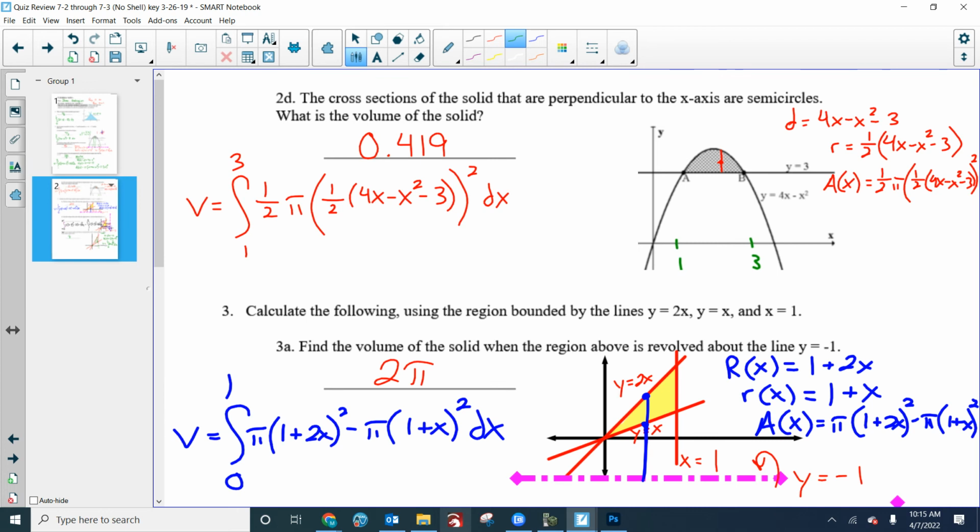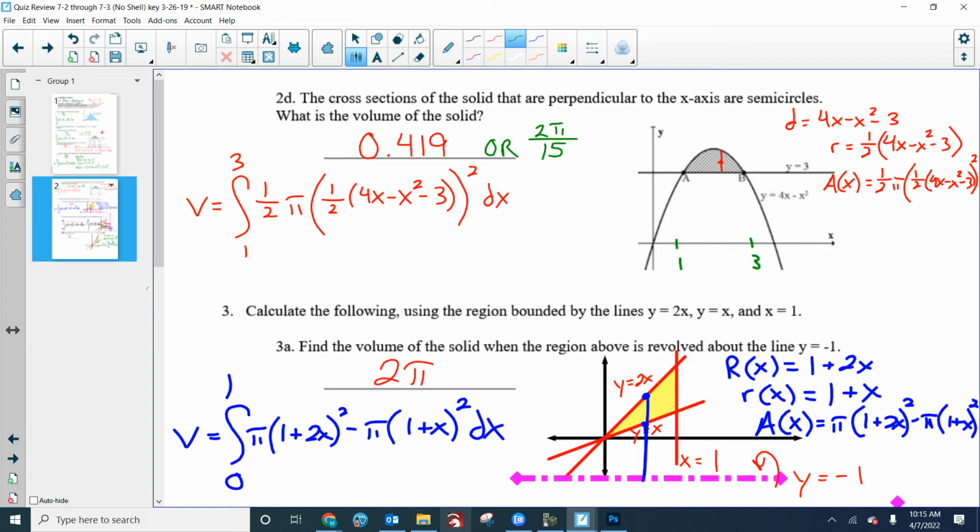Next, 2D. I got 0.419. Some people had it in terms of pi. I don't know what that was. 2 pi over 15. Kylie, can you go over that one, please? I'd love to. All right.